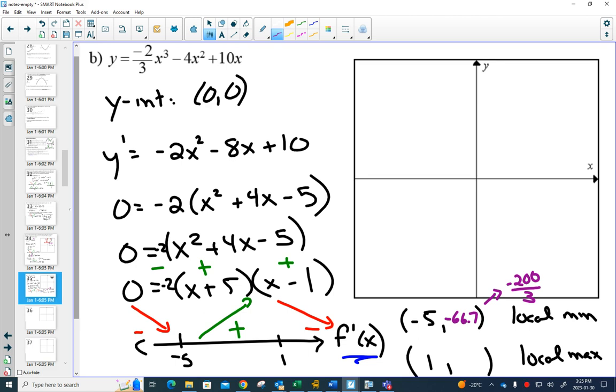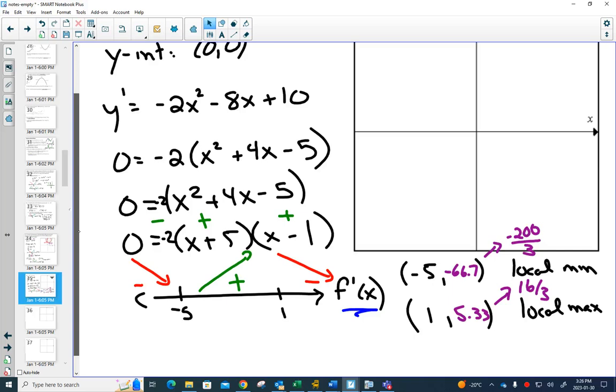Same thing when I plug in 1. This is going to be a little bit easier. Negative 2/3 minus 4 plus 10, I could write 5.33. Everybody knows how to quickly change a decimal to a fraction on their calculator? Using the fraction button under math. So I could write it as 16 over 3 or 5.33. So there's our first derivative.